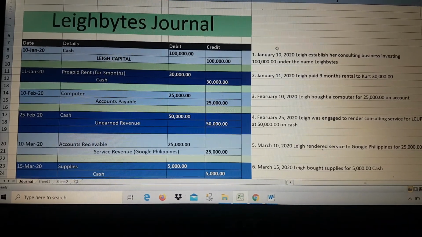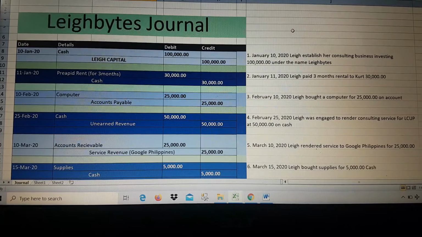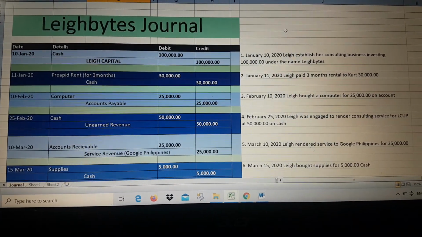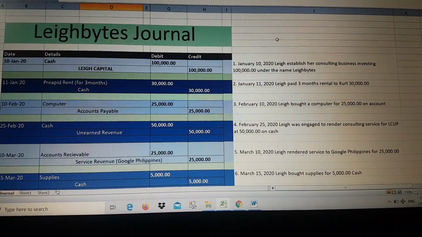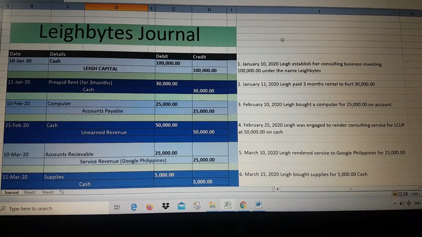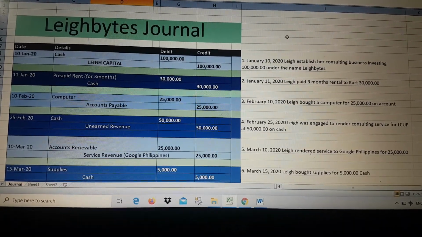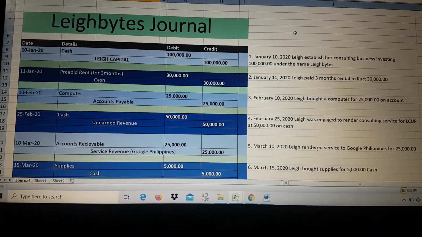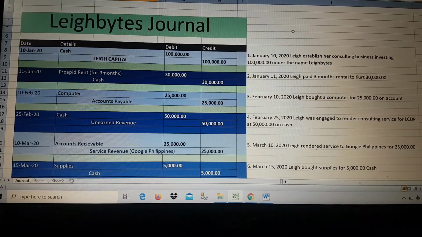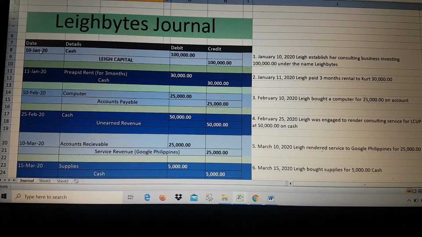So, let's take a look at the different transactions written in column J. It said that on January 10, 2020, Lei established her consulting business, investing 100,000 under the name Lei Bites. That's why we put Lei Bites Journal, or General Journal. Take note, what does the business receive? Cash, 100,000.